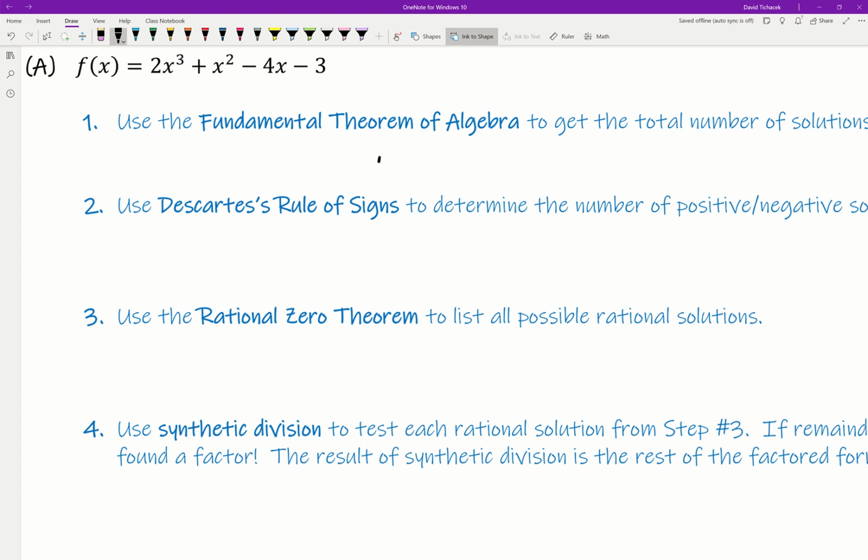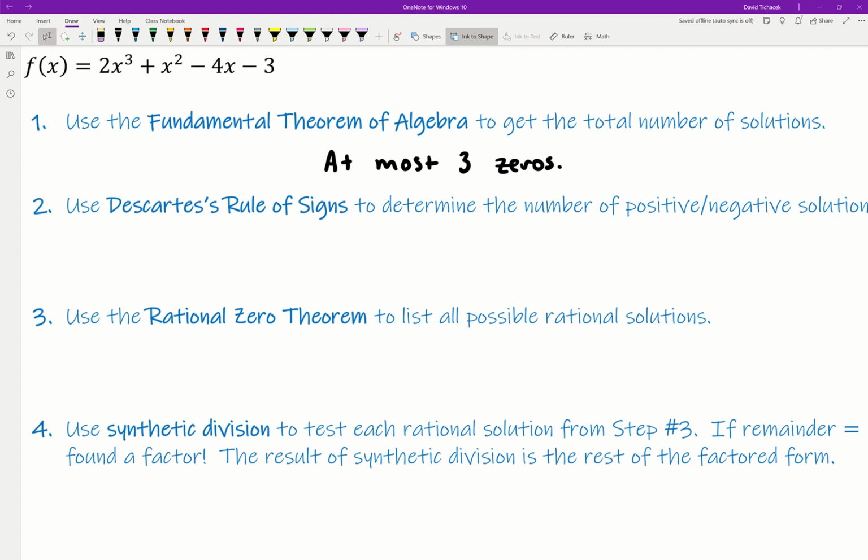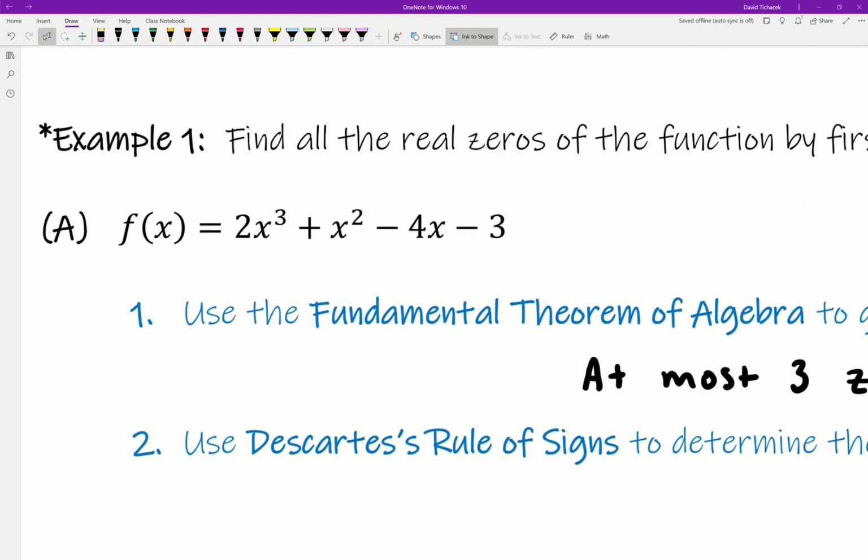And so what we might say here, according to that corollary from the fundamental theorem of algebra, is that we would expect to have at most 3 zeros. Okay? Again, doing that question is not really something that helps us find those zeros. It just kind of gives us an idea of how many we should expect. Okay? And Descartes' rule of signs here says to determine the number of positive and negative solutions, we're just doing the sign changes for that.